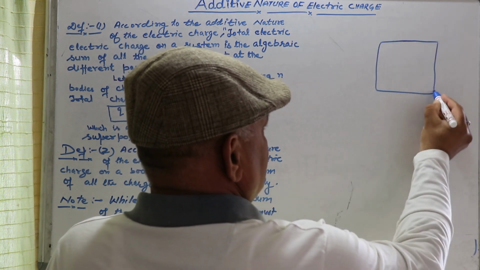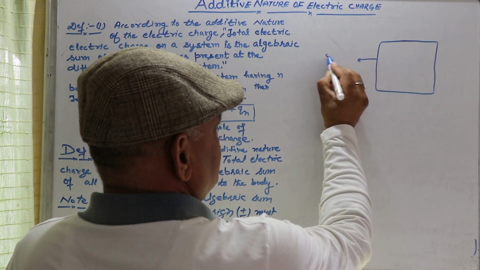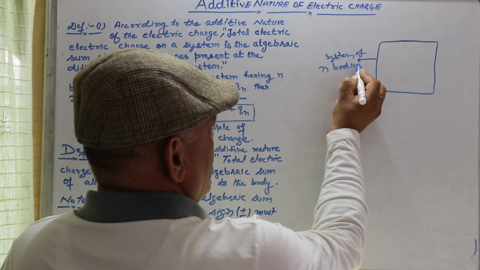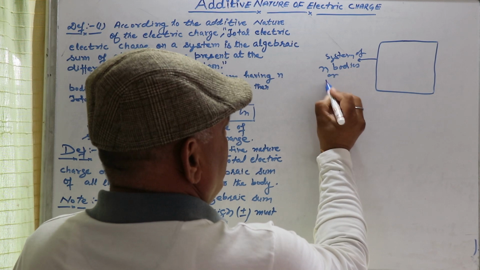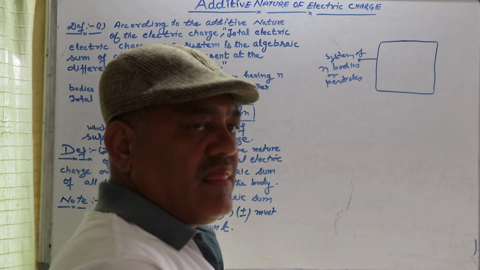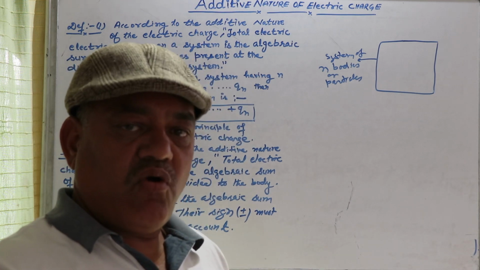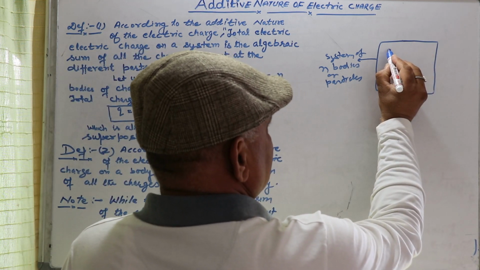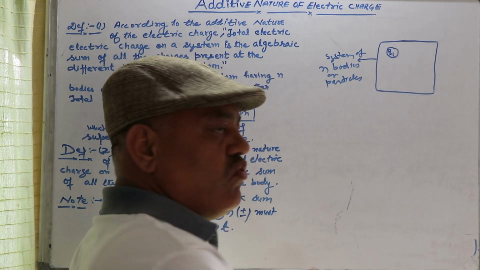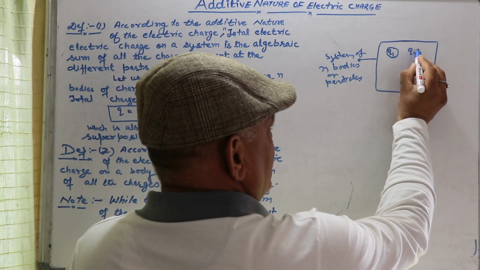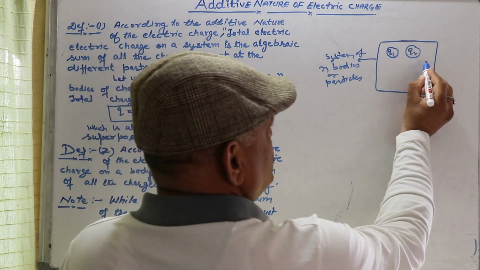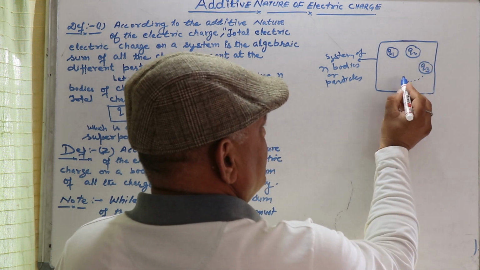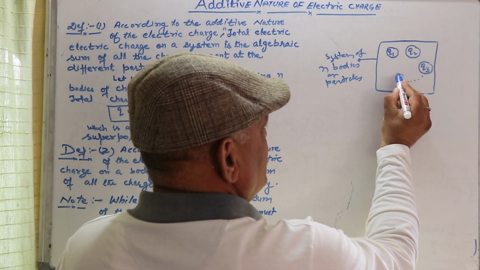This is a system of n bodies or particles. This system has n bodies or maybe n particles. This is our first body having charge Q1, second body or particle having charge Q2, third body having charge Q3, and so on, the nth body having charge Qn.